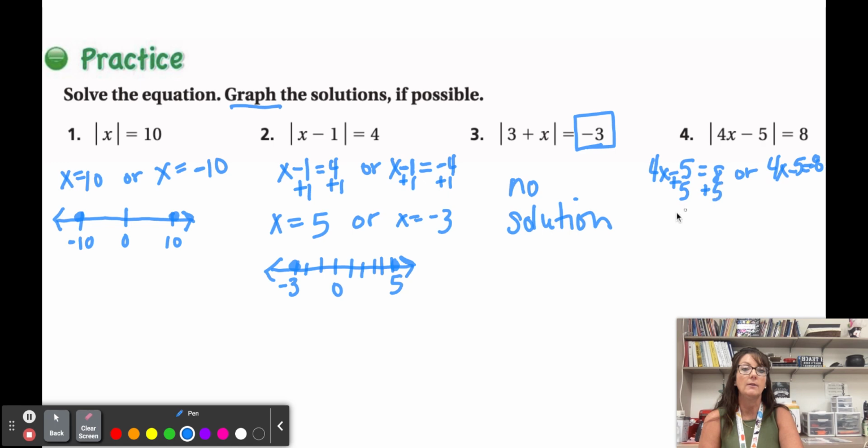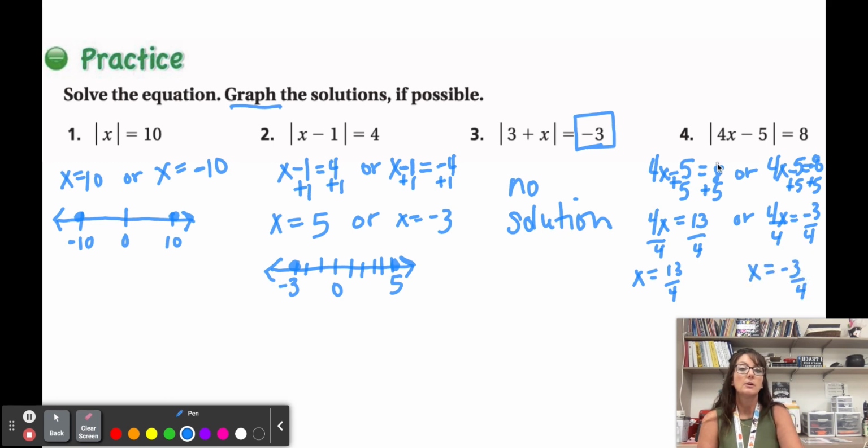We're adding 5. So we get 4x is equal to 13. So if we divide by 4, we get x is equal to 13 fourths. Or we add 5 to a negative 8, and we get 4x equals negative 3, and we divide by 4, and we get x is equal to negative 3 fourths. So I'm going to graph that over here.